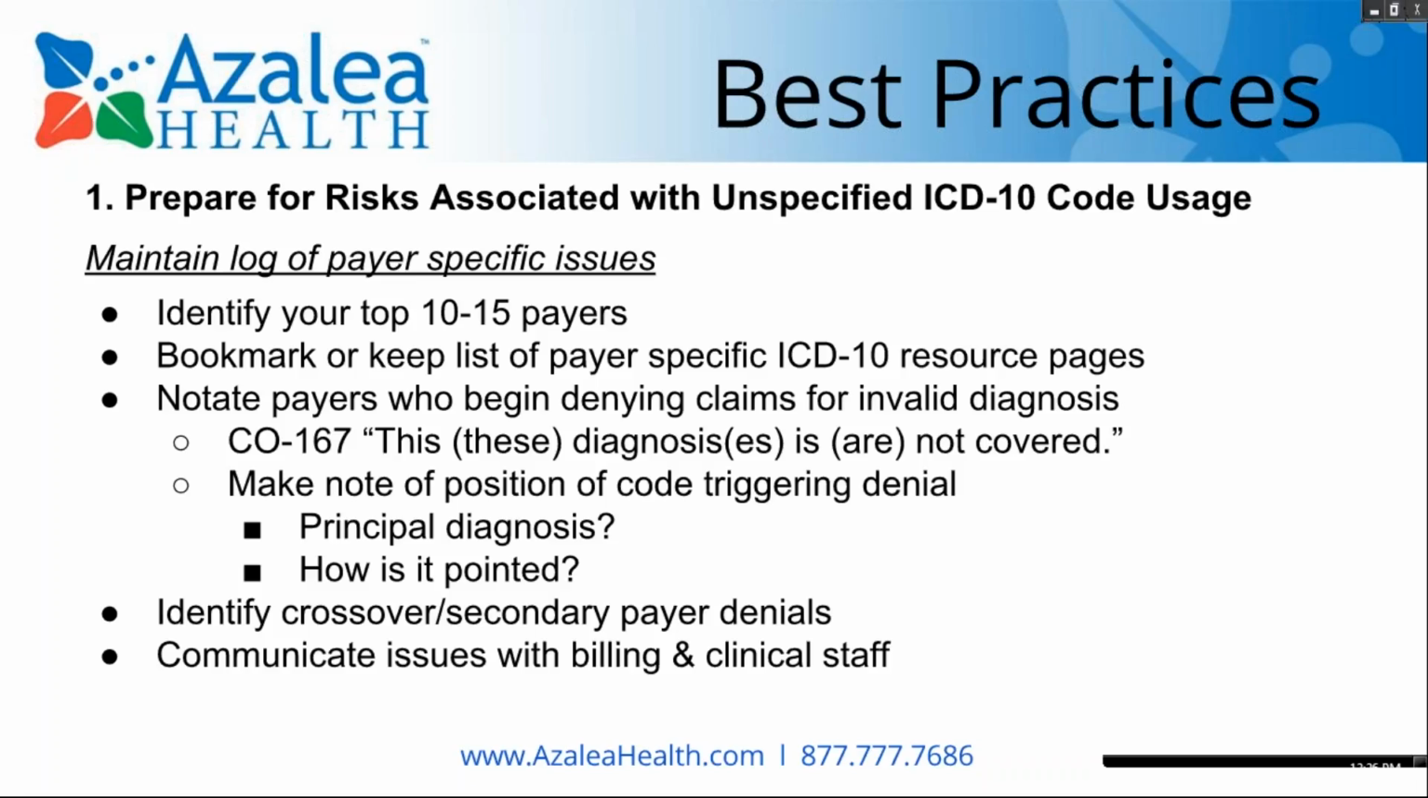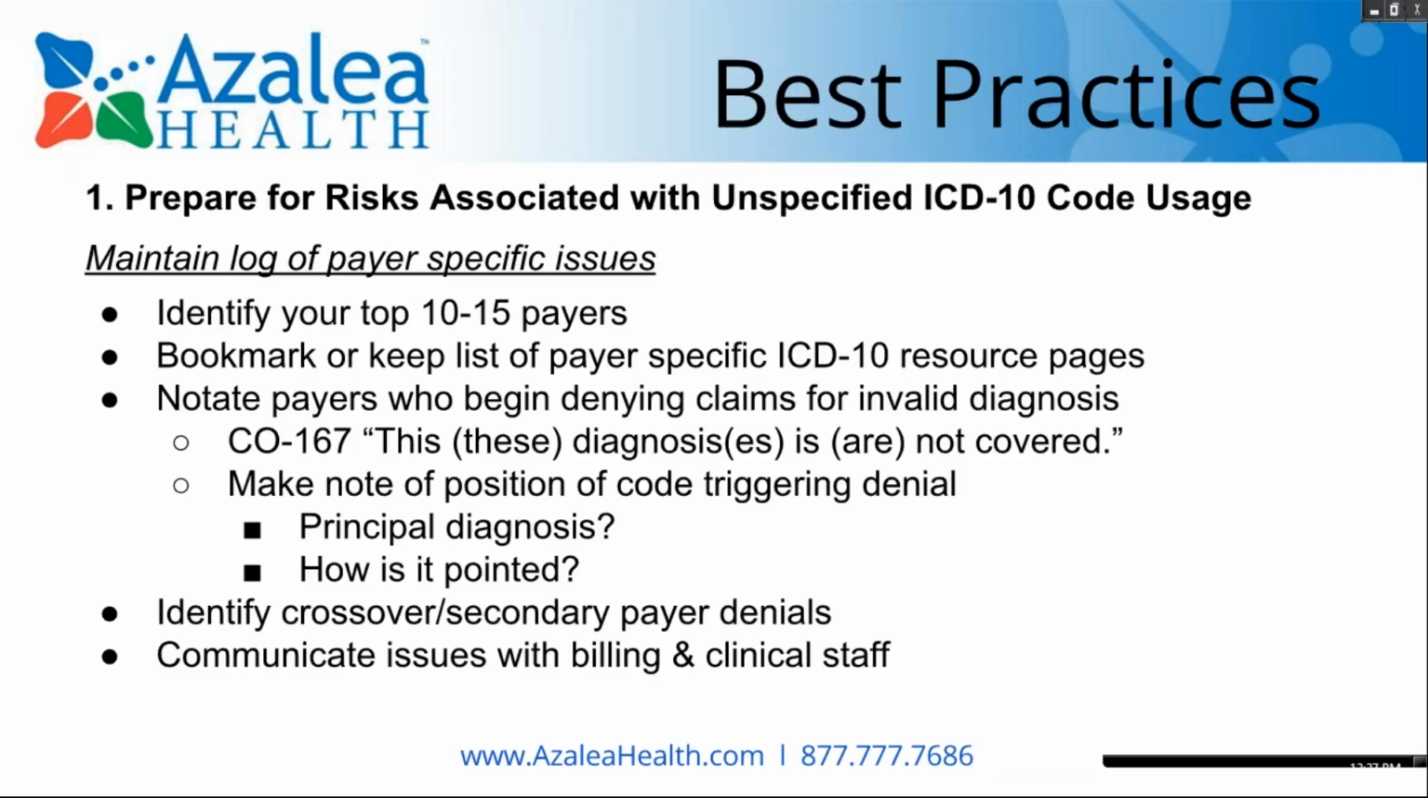And then you also want to keep up with crossover and secondary claims. We found that with Medicaid, if they got a secondary claim and an unspecified code was sent to the primary carrier, by the time it crossed to them, they were going to deny it, and they did deny it for the unspecified code. If you know that, and you've got that listed on your log, or have otherwise recorded it, you would also have to think twice about sending a claim to a primary carrier if the secondary carrier, Medicaid or Medicare, is not going to take that unspecified code.